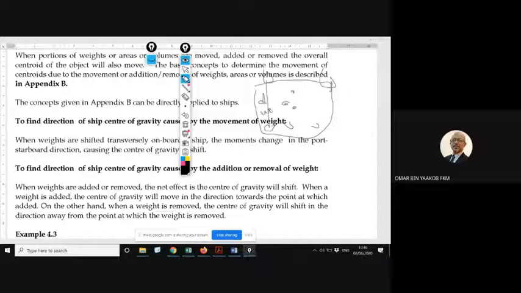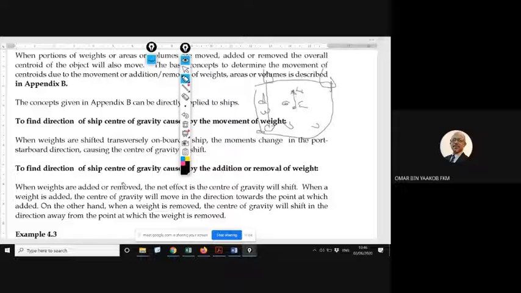But the direction is given by this principle. When weights are shifted transversely on board the ship, the moment changes in the port direction, causing the center of gravity to shift. So the shift is along the direction parallel to the shift of GG dash. So this is G dash. So this is the direction of movement of the weight, and this is also the direction of movement of the weight.